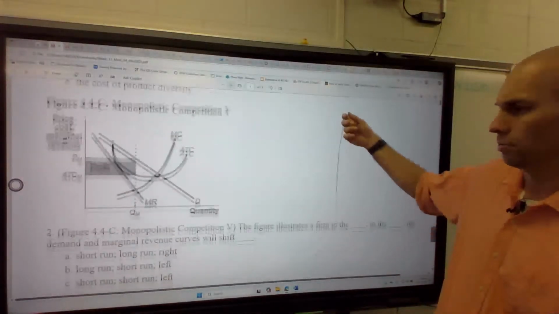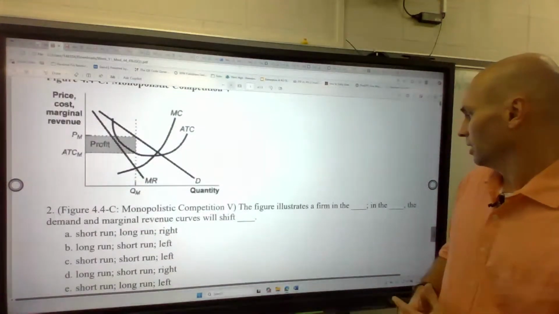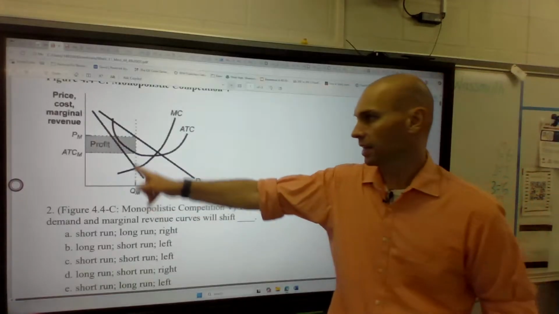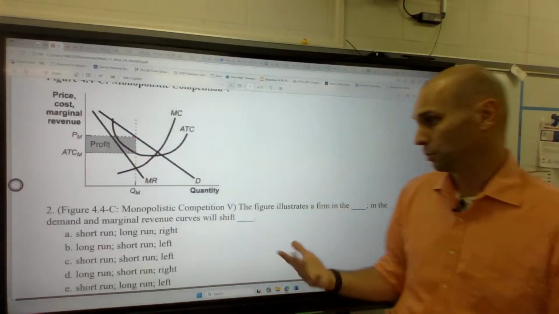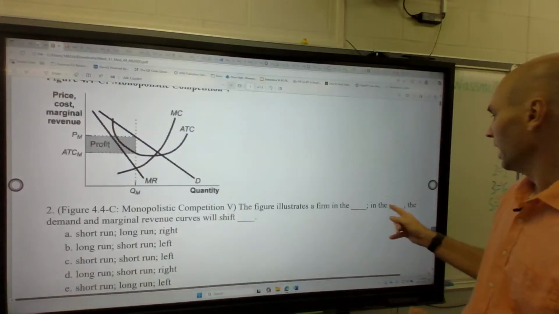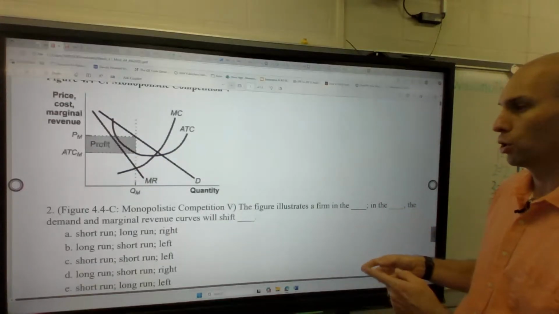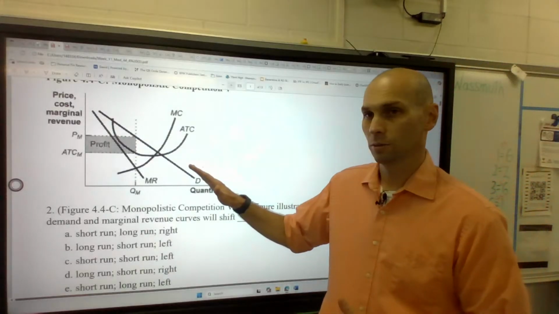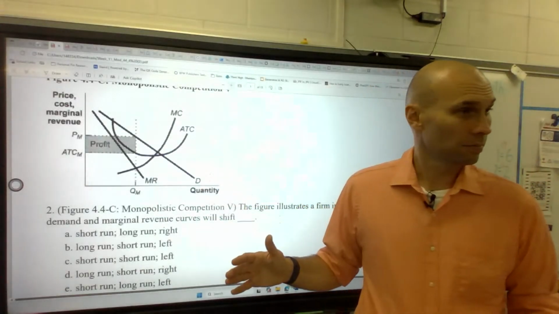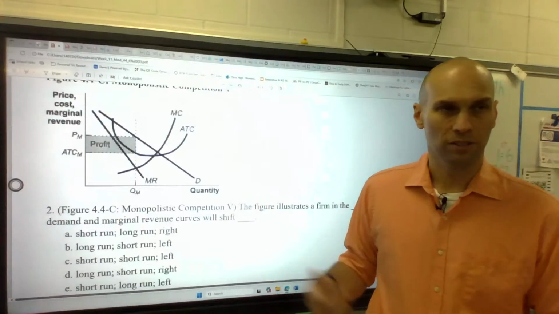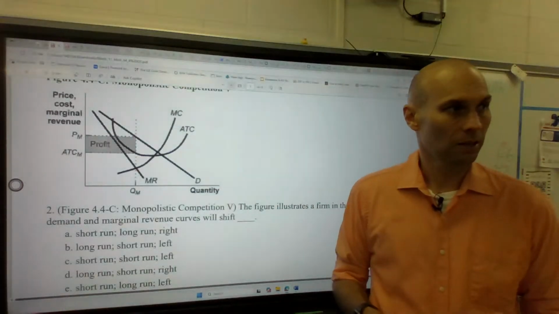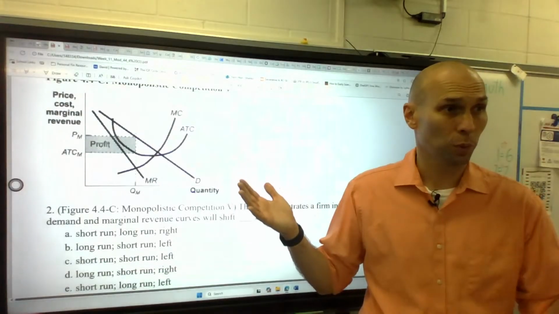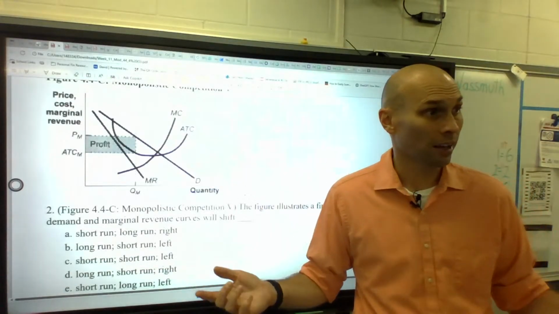All right, number two. It shows a firm that's making a profit, so it's in the short run, in monopolistic competition. In the long run, the demand and marginal revenue curves will shift. Firms will break even in the long run, we know, but what do the curves have to do? Firms will decrease... Firms will do the profit.